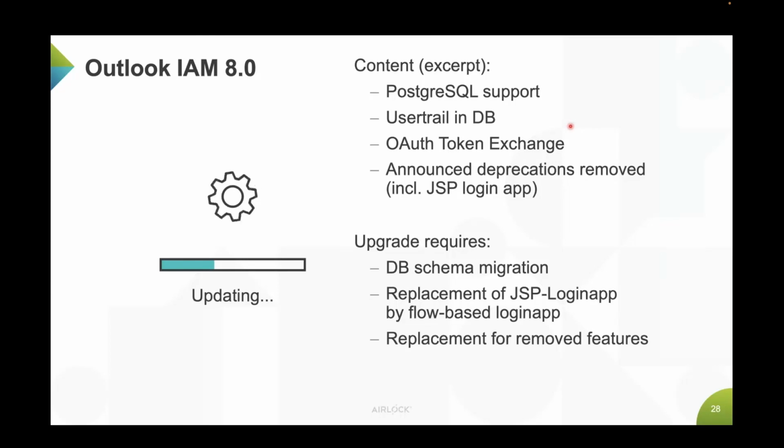So it is easier to deploy multiple active IAM instances and see all the user trail log, which was kind of a hassle in the past. IAM 8 will implement OAuth token exchange. It's an RFC. And what we will also do is remove everything that we announced in the last 6 or 7 releases, that it will be removed in IAM 8.0. So this is also a hint. Please look at the release notes in the documentation. There is a list that was ever growing since 7.1 with deprecation announcements. So please look at them.